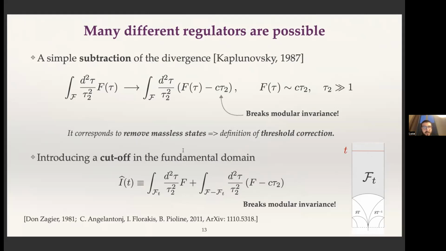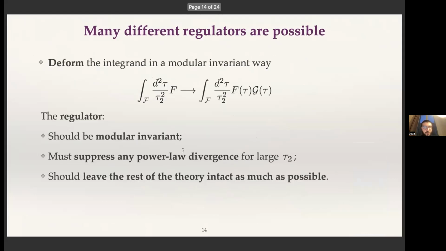So instead of doing this kind of prescription, what we can do is deform the integrand in a modular invariant way. Instead of subtracting things or introducing a cutoff, we deform the f in a modular invariant way. We start from f, we go to f times g, where g is the regulator, and we ask that this g should be modular invariant. It must suppress any power law divergence for large tau2, and should leave the rest of the theory intact as much as possible. Roughly speaking, it is something like a modular invariant Heaviside theta function, let's say.